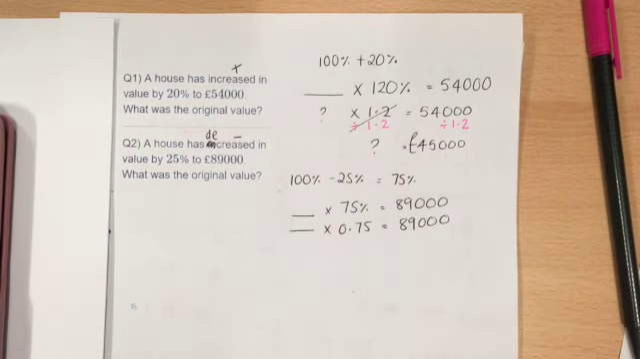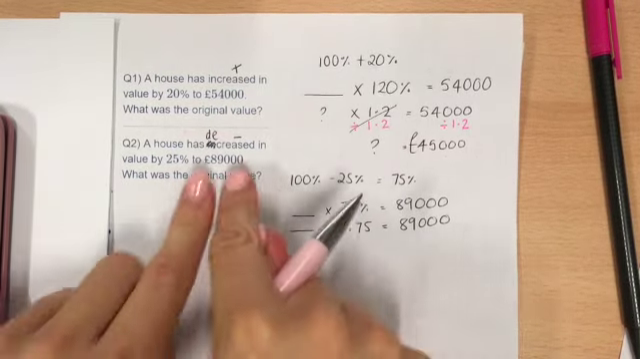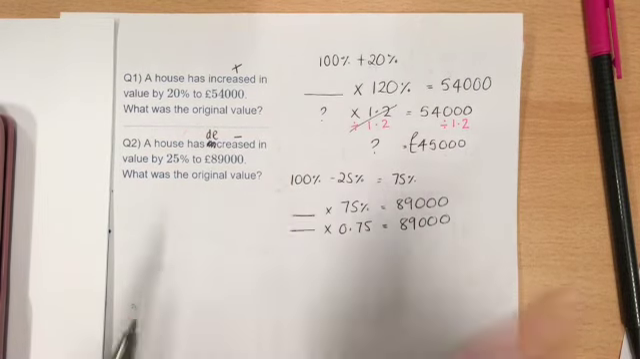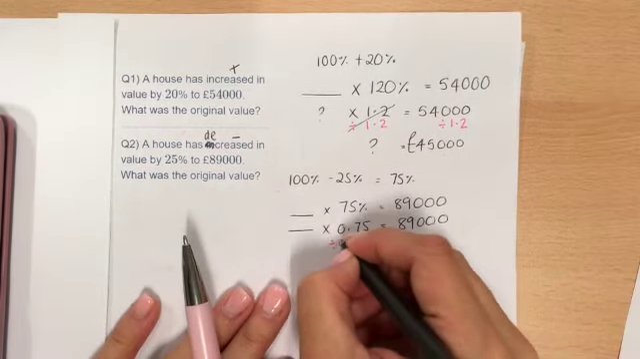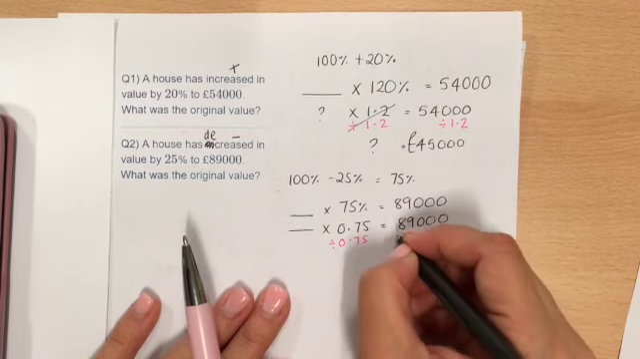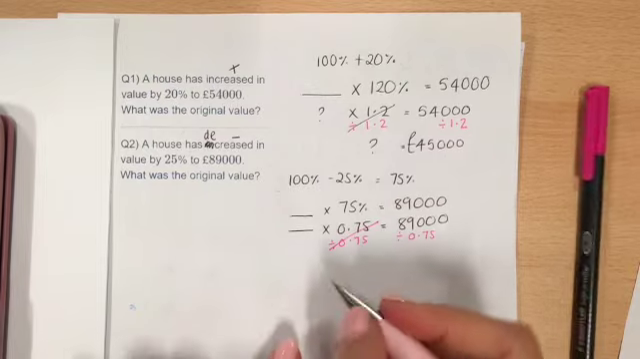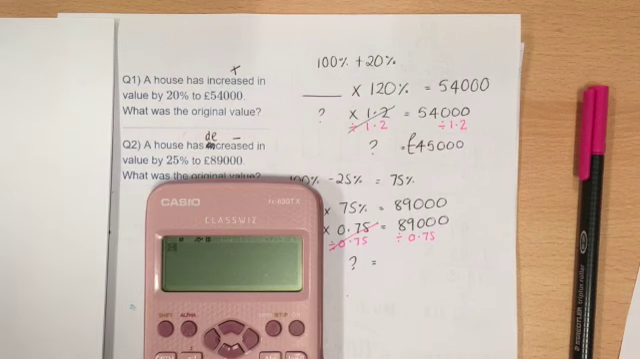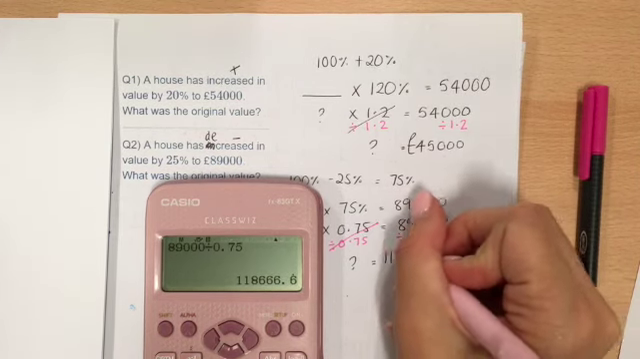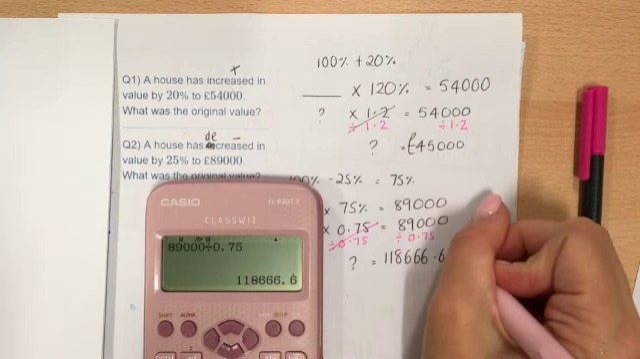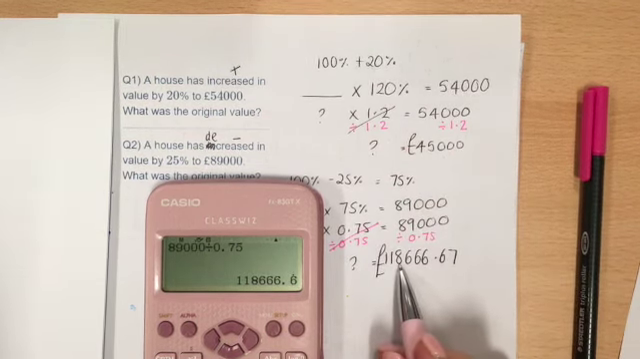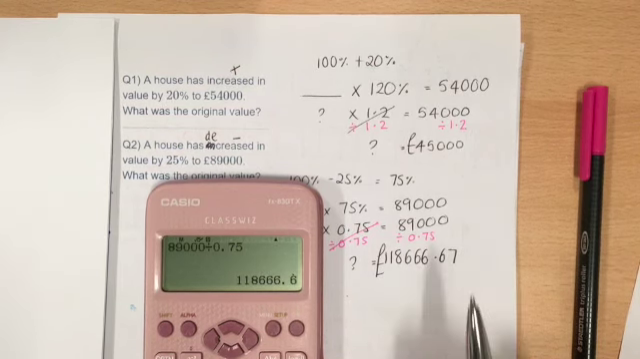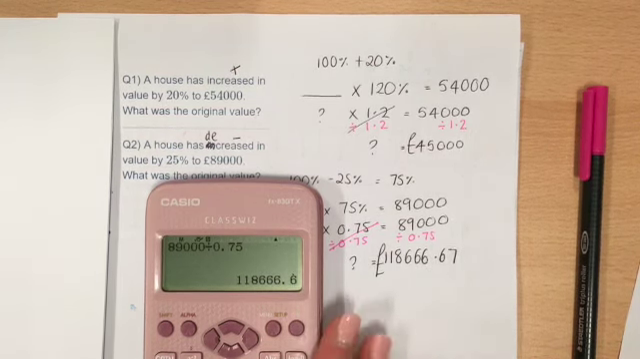This time we would expect the value to be higher than what we've got here, so it's the opposite. To get rid of this, we're going to divide by 0.75 on each side. Make sure it balances, so that bit disappears. So the original amount, let's get my calculator: 89,000 divided by 0.75 is a really horrible number because I changed the question. We'll round it because it's money. So it's £118,666.67. That's how you would do these.